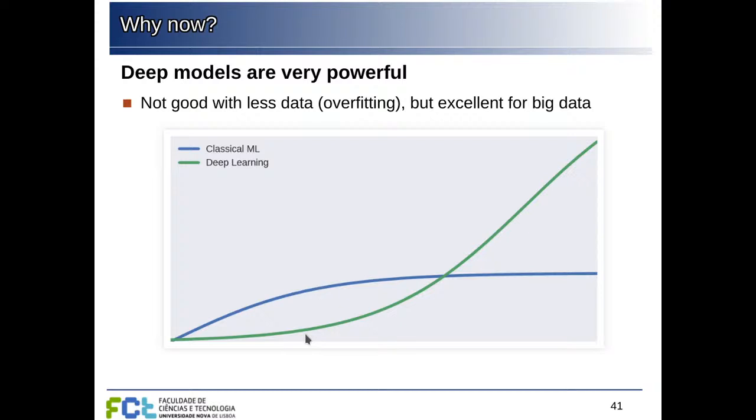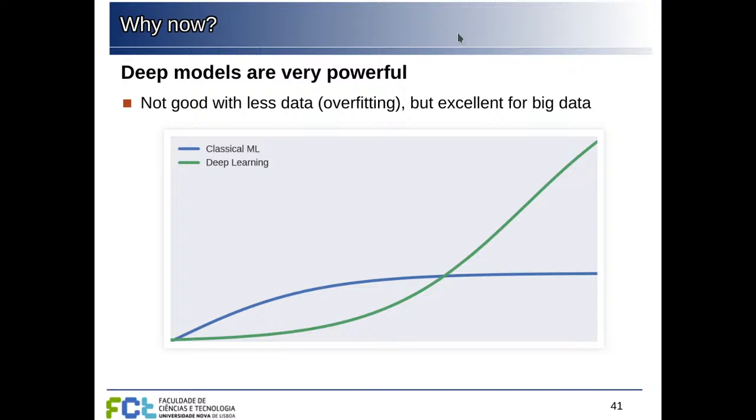We don't have enough data to find the correct parameters for our models. But as the size of the data set increases, we start reaching the limits of what we can do with that basic approach where we manually select the features and the nonlinear transformations for support vector machines or things like that. And deep models increase their performance. So at some point, if we have enough data, deep models can start to outperform the classical approaches.